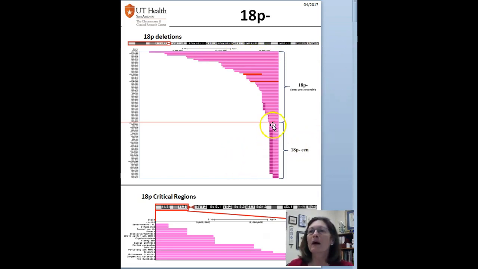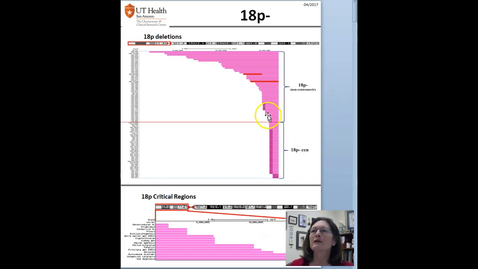These people here at the bottom below this red line, these people all have breakpoints at the centromere. So even though these breakpoints are somewhat different, there are no genes in this region. So genetically speaking, these people here have the same genetic difference. And so that's the 18p centromere group. So their breakpoints are at the centromere, and they're missing the entire P arm.